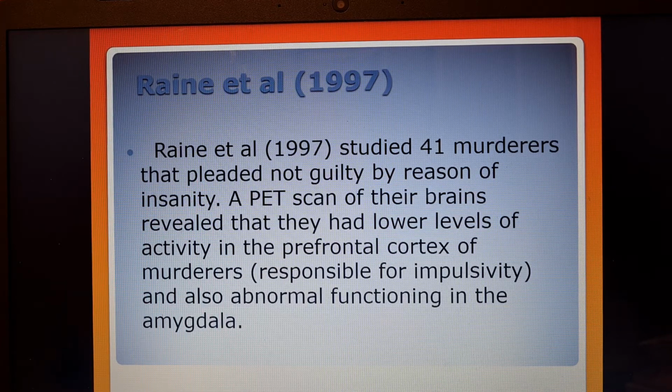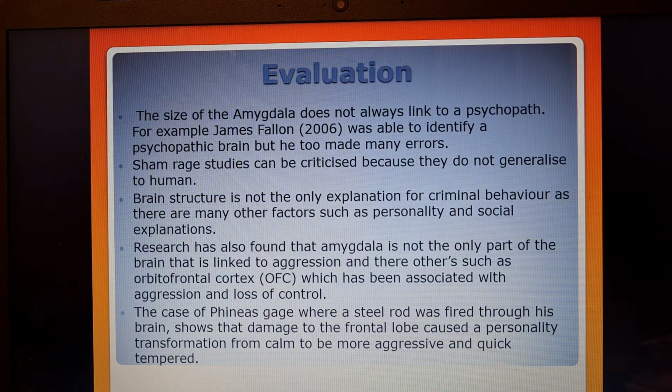So remember, the prefrontal cortex is at the front of the brain, and that is responsible for controlling your own behaviour and your own impulsive behaviours. They also found abnormal functioning in the amygdala, which again can be linked to previous research that has been carried out on the amygdala and the link between criminal behaviour. So there's obviously a lot of research that's been carried out on the role of the amygdala.